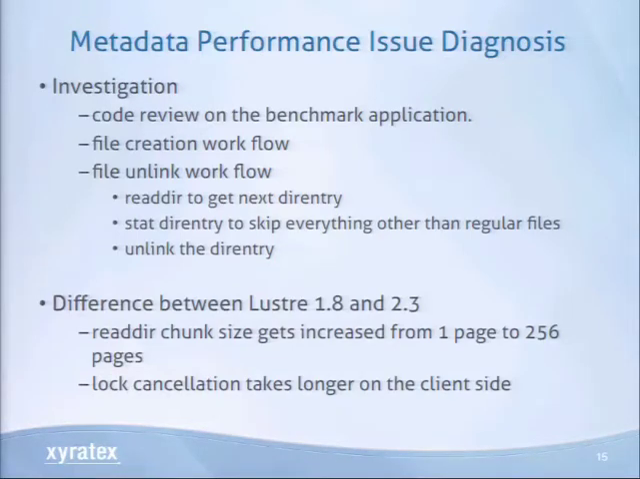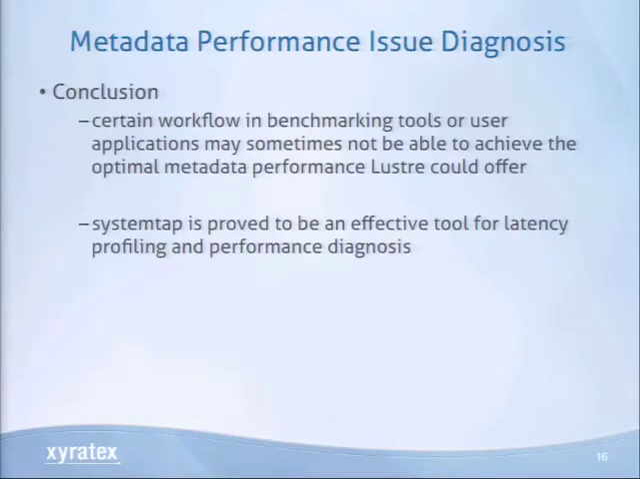And we found out that there is a big difference between 1.8 and 2.3 in terms of readdir, in that the readdir chunk size got increased from a single page to 1 megabyte. And the bigger chunk size makes it more possible to get lock conflicts among the clients, and you get more lock cancellations and lock ping-pongs. That will make the unlink take longer on the server.